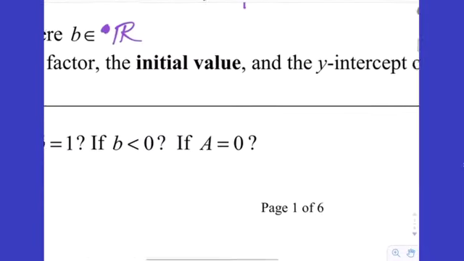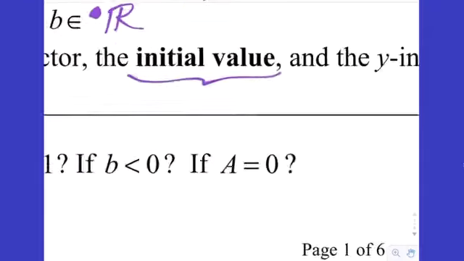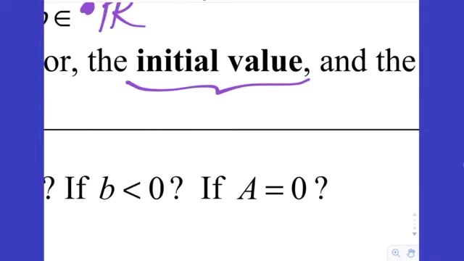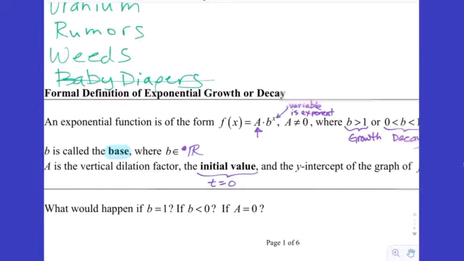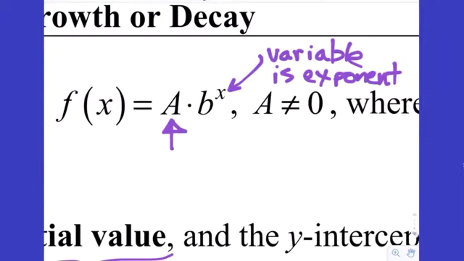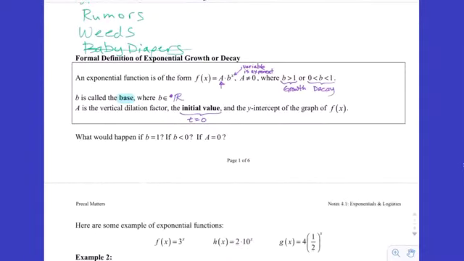A is called the vertical dilation factor, but it's also called the initial value. When we say initial value, that kind of implies applications of this model. What value of time usually corresponds with initially? 0, right? If we let t be the independent variable instead of x, initial value corresponds with t equals 0. In this case, x equals 0. What do you get when you plug in 0 for x? What's b to the 0th power? Any base to the 0 power is 1. So 1 times a is a. So that's why it's going to be the initial amount.